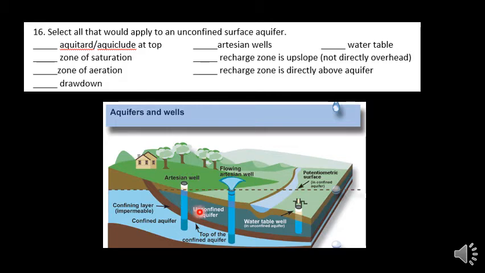We're looking for this unconfined aquifer, meaning there's nothing between the surface and it. There's no impermeable layers. It can freely flow and get down here. So with the unconfined aquifer, the first one is an aquitard or aquiclude at the top. Well, this impermeable layer is what they call an aquitard at the top. It slows down the movement of water through that layer. So we would not check that. The unconfined one does not have that layer at the top.